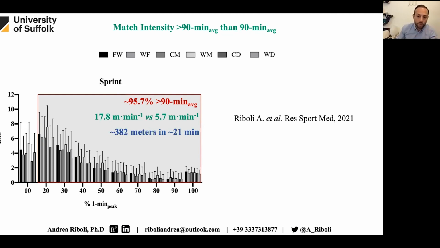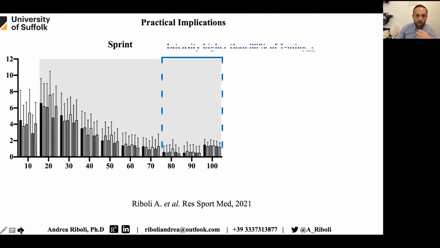official matches. So we need to consider not only the average match demand, not only about 54 minutes of effective time during official matches, but we need to consider that, for example, sprint activities were covered in about 21 minutes. So we need to take into account this information for our whole training session, training load prescriptions. I will give you an example of how this information could be utilized to prescribe individual positional exercise.